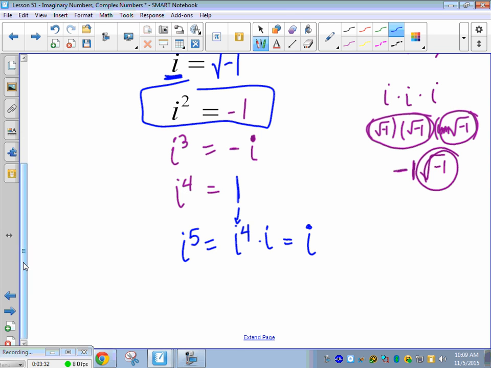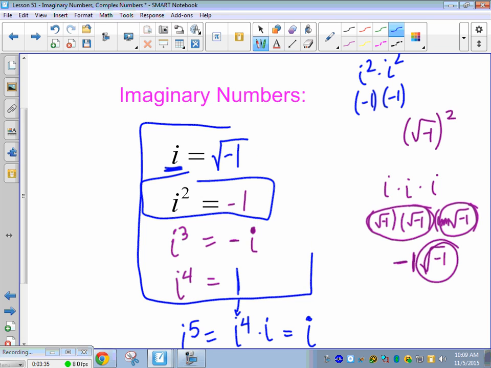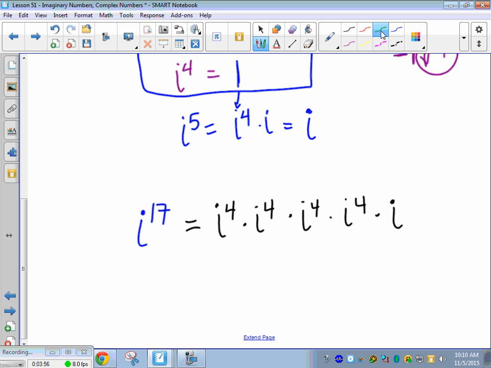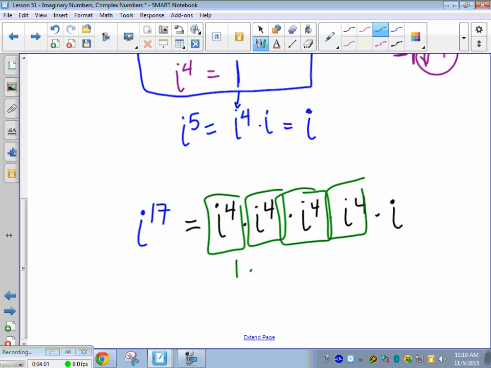And so what happens is it actually iterates every single 4th number. So for example, if I said, what is i to the 17th power? Well, let's break it down into 4s. We have i to the 4th times i to the 4th times i to the 4th times i to the 4th. 4 plus 4 plus 4 plus 4 is 16. So one more i, right? What is every single i to the 4th equal to? 1, positive 1. So 1 times 1 times 1 times 1 times i. And we always leave i as itself. So i to the 17th is the same thing as just i, because it iterates every 4th power.